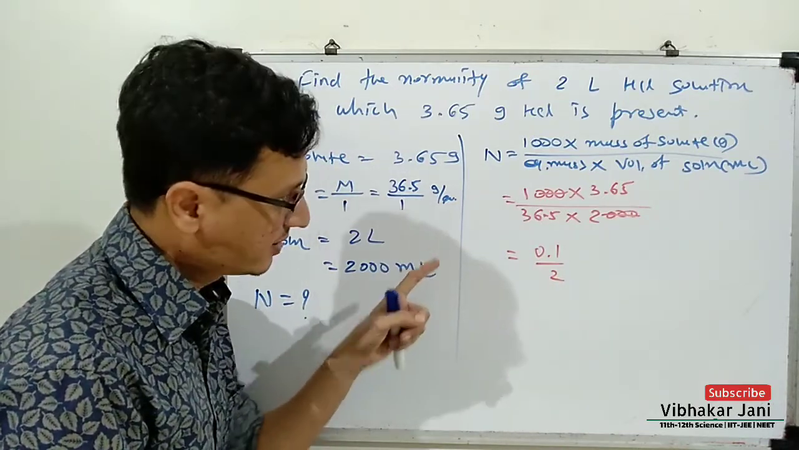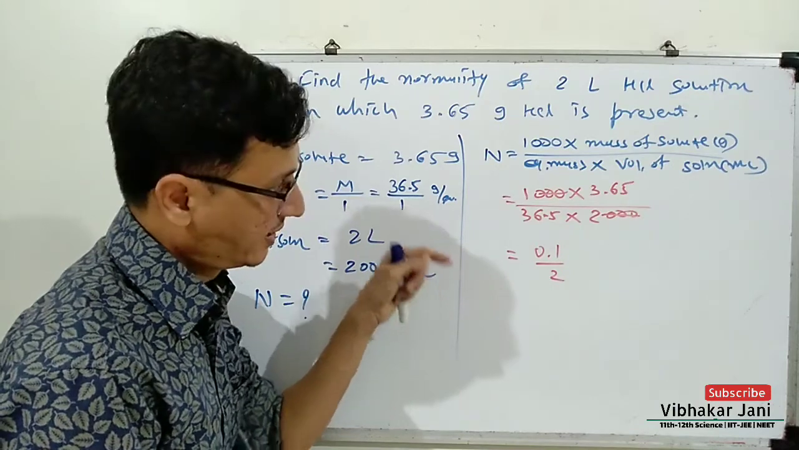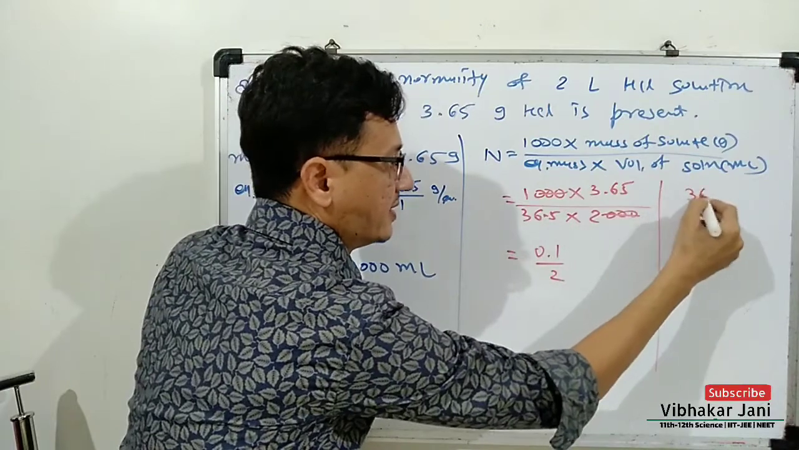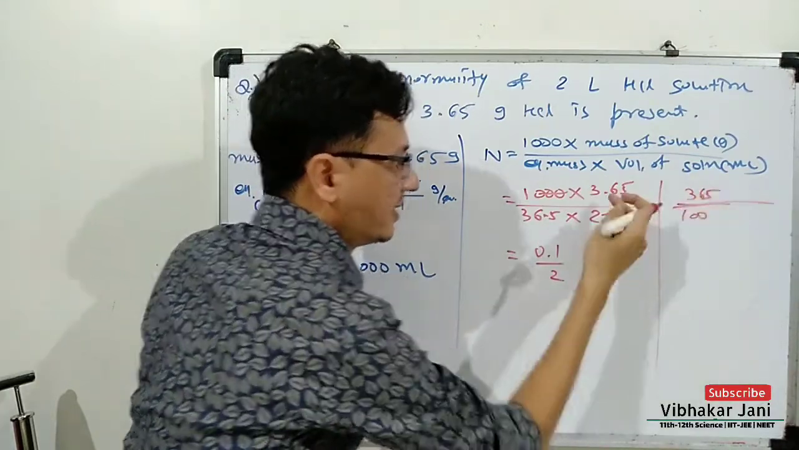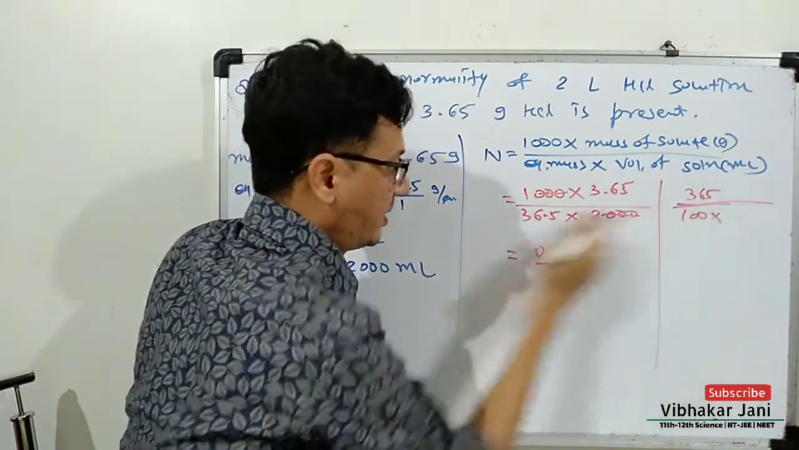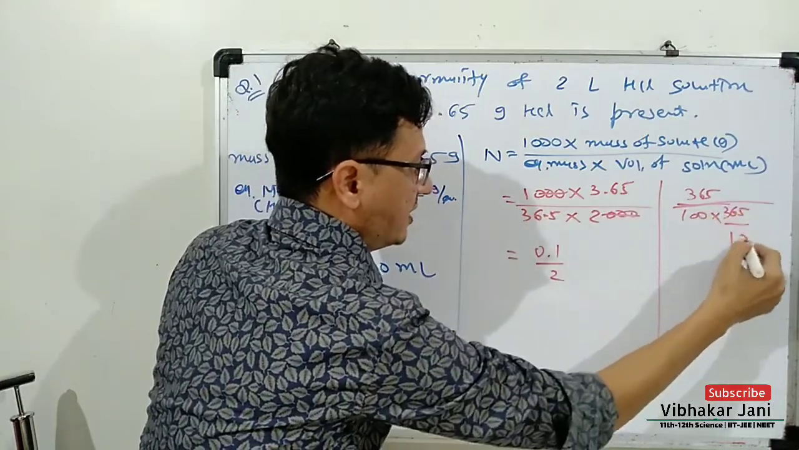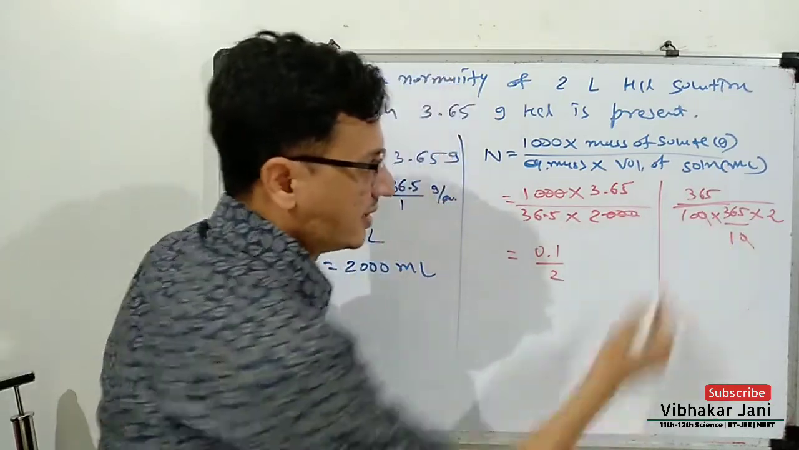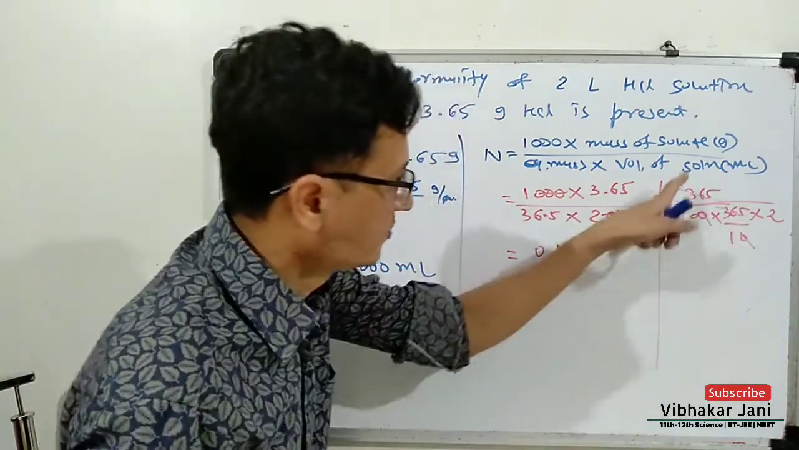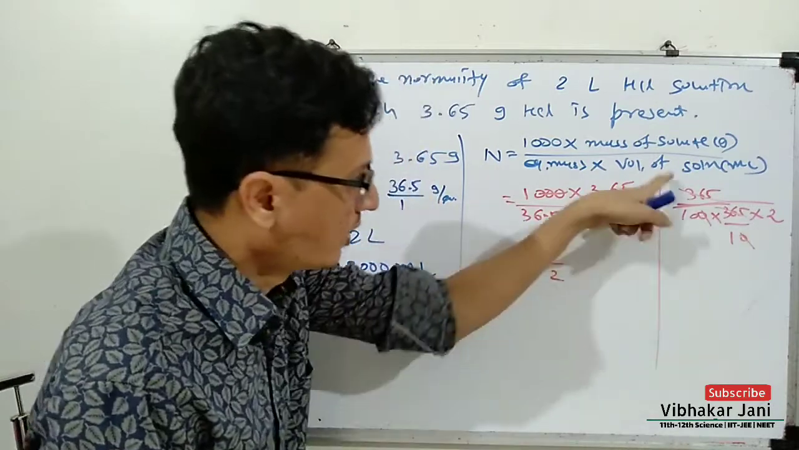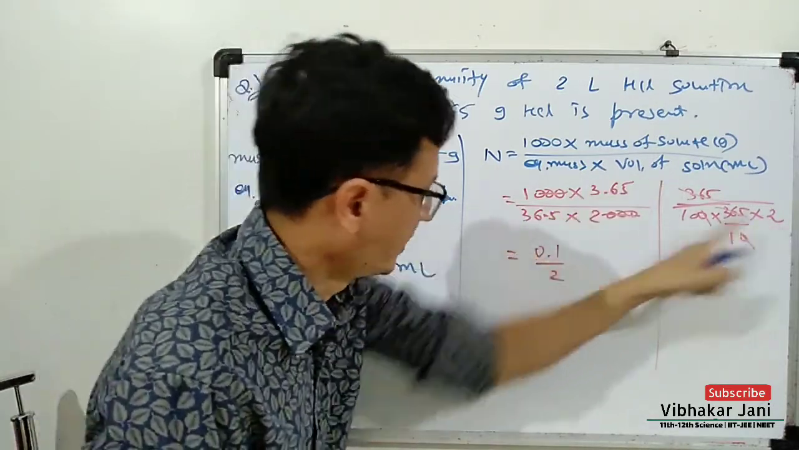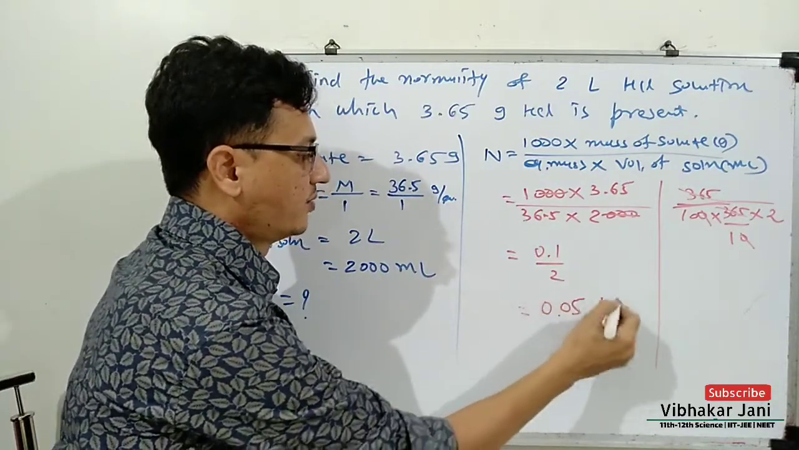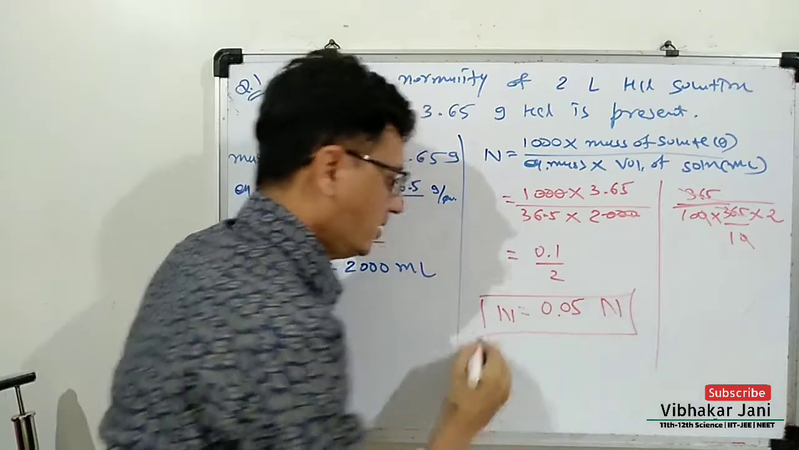I hope you can understand what I am doing right now, and if you are having any doubt, then just simplify it. 365 divided by 100, you can write this like this, multiplied by here also 365 divided by 10 and 2 as it is. So these 0 will be cancelled, 365 will be cancelled, so it is 1 upon 10 multiplied by 2. 1 upon 10 is 0.1 divided by 2. So ultimately it will give us 0.05, and the unit for normality is normal.